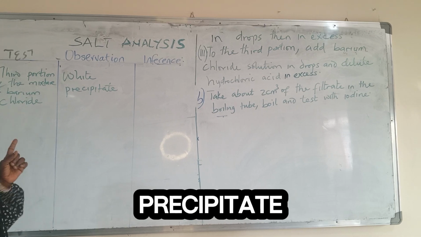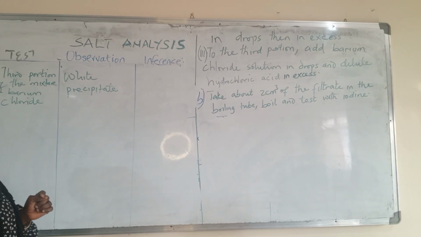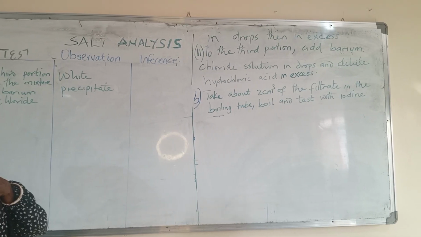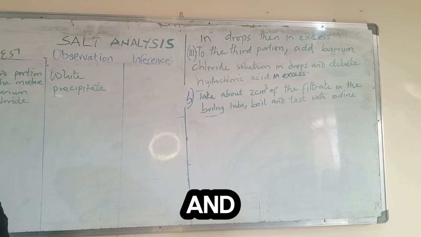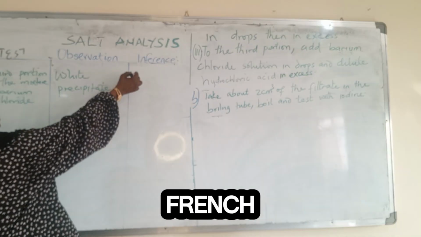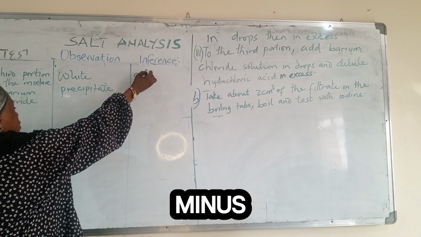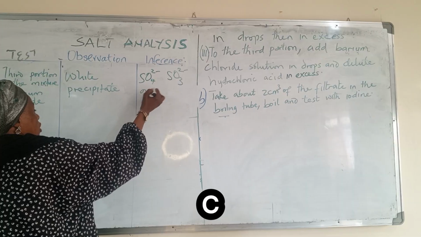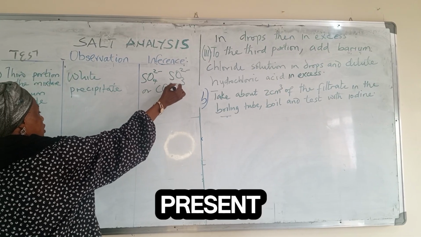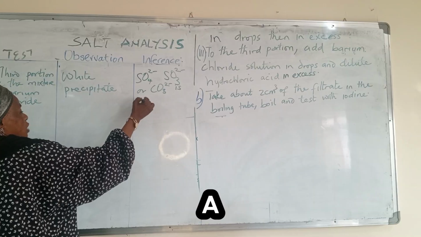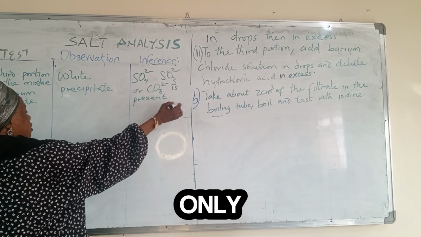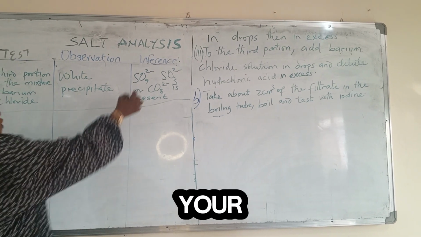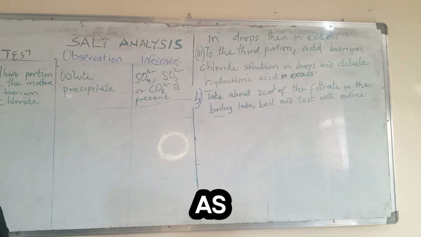A white precipitate has to do with an anion. The anions that usually give a white precipitate are CO3, SO3, and SO4. So for the inference, we say SO4 2-, SO3 2-, or CO3 2- is present. Only one of them is present. How do you know the one that is present? Don't forget your comma here. Don't mix things up, as I've been telling you.